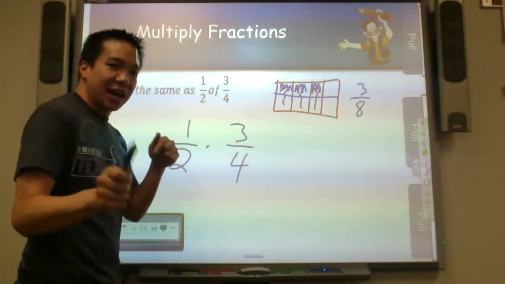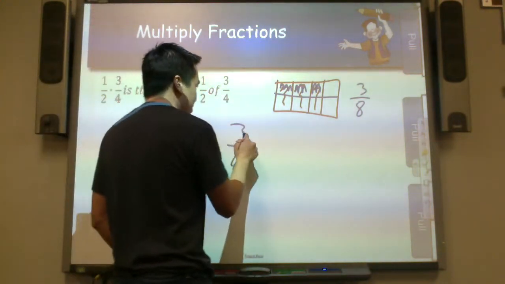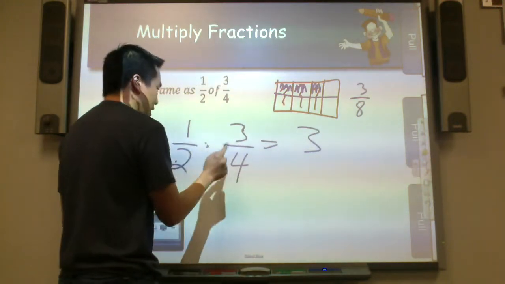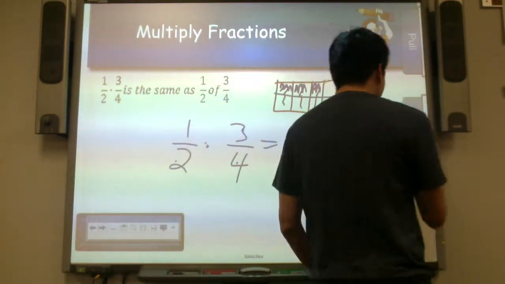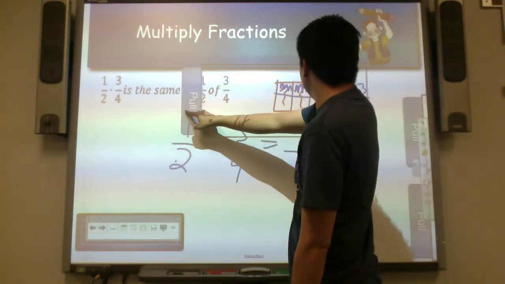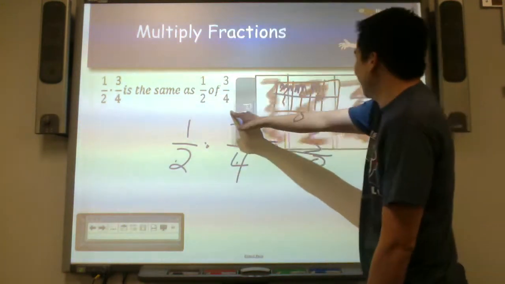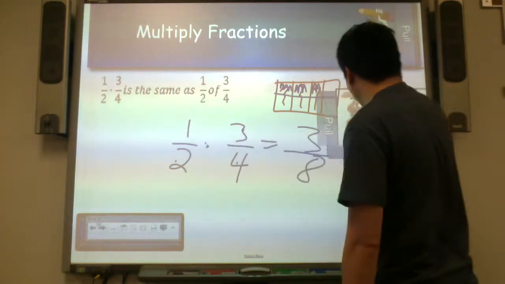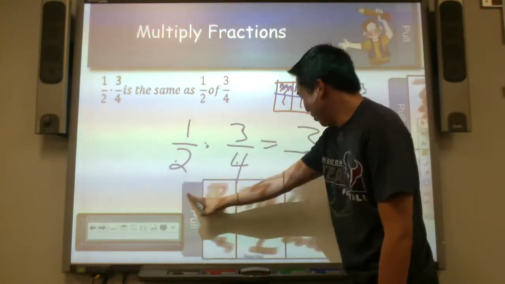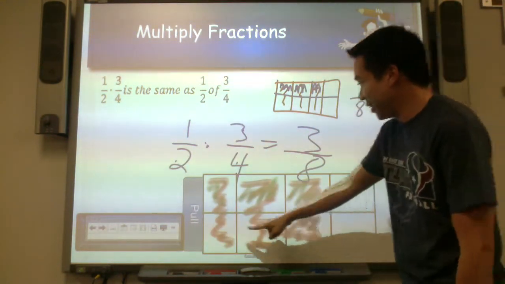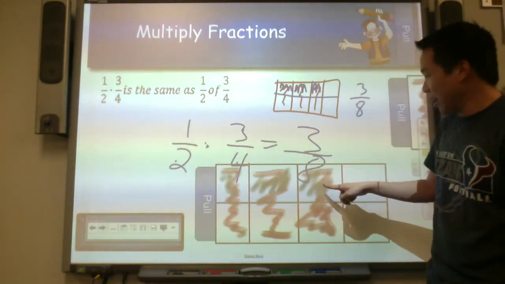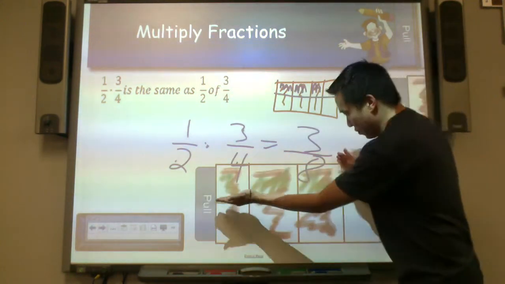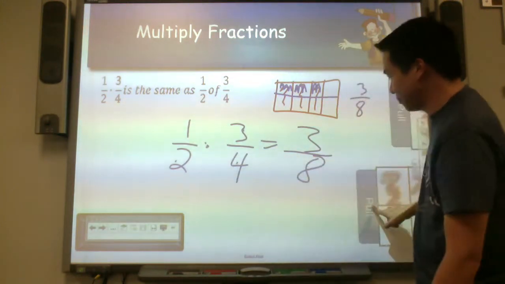But how can I do it the procedural way? Multiplying fractions, that's no problem. Top times top, bottom times bottom, 3/8. Let's see if I got it correct. Oh, here I did it the picture way. Oh, hey, here's a picture. So it's 3/8. The answer is 3/8. So if you look at the picture, half of 3/4 is 3/8.